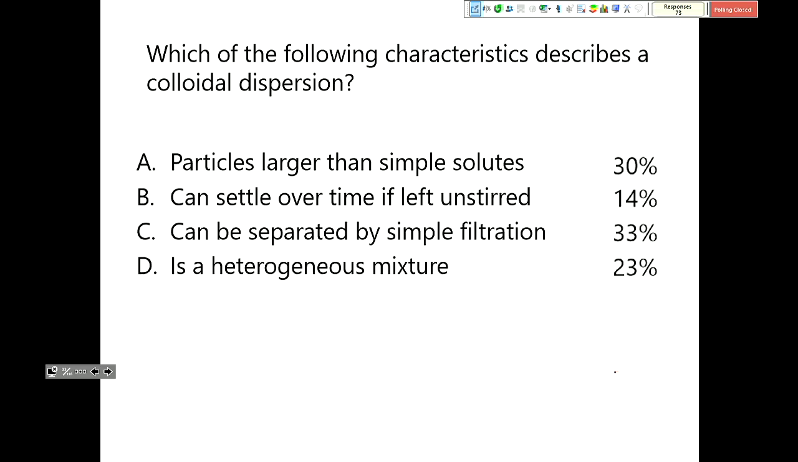And the answer is? The answer is A. So you can only separate colloids by very sophisticated filtration methods. The particles are definitely larger than simple solutes. So this A also applies to what?